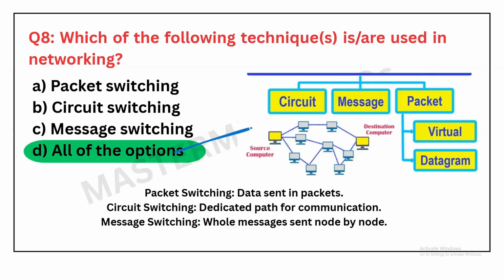Packet switching is breaking data into small packets and sending them independently across the network. Circuit switching sets up a dedicated communication line for the entire duration of the connection. Message switching sends the whole message from one node to another until it reaches its destination. So all of the above are valid communication techniques used in networking.